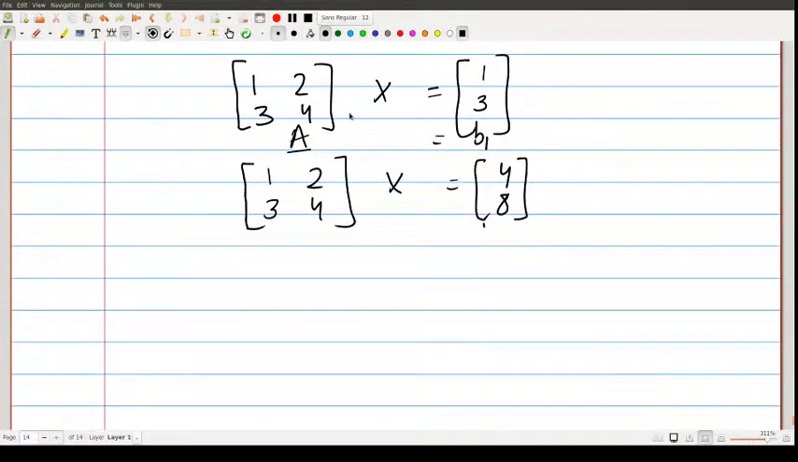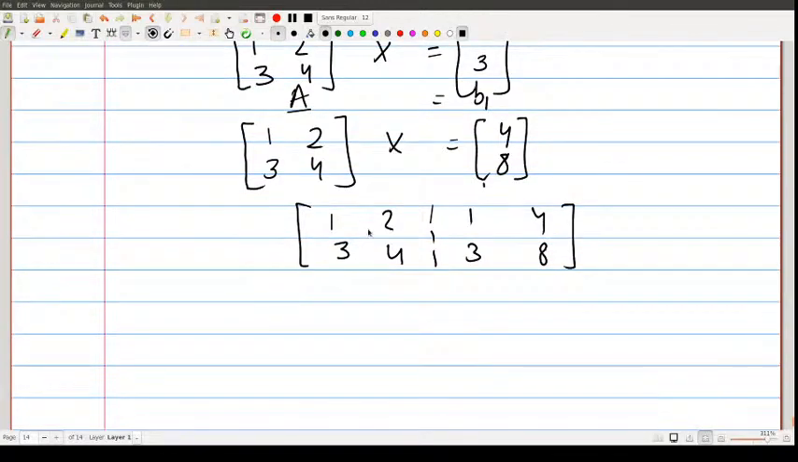These are the two systems that I want to solve. Again, you can solve this system by just starting off with 1 2 3 4, augmenting 1 3 4 8 over here, and now just using Gaussian elimination, or if you want to go one step further, use Gauss-Jordan elimination. So let's preserve the first row first, 1 2 1 4.